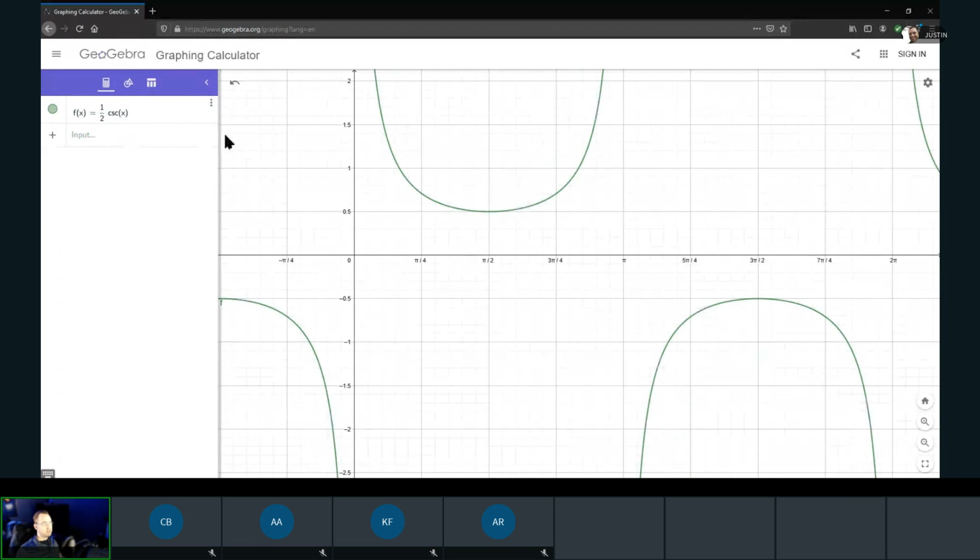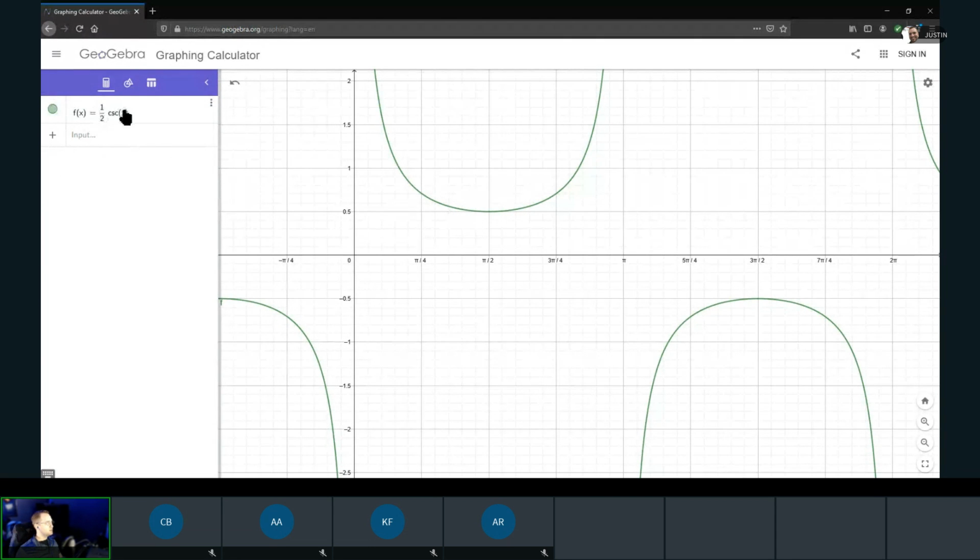So I change that to a half. You can see our amplitude decreases from 1 to a half. And from the midline to 1 or -1, that decreased also to a half, in this case -1/2. So again, amplitude is from the midline to a min or a max.